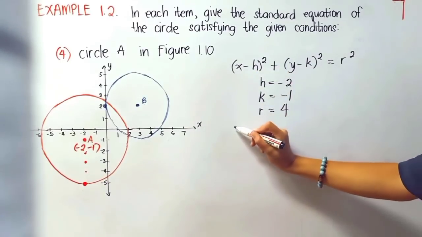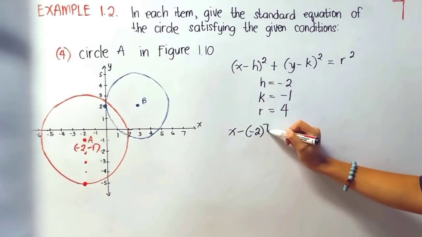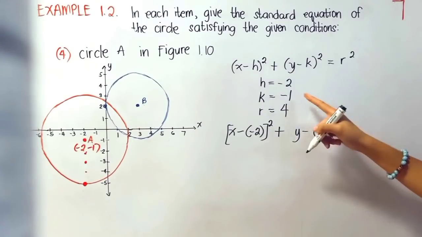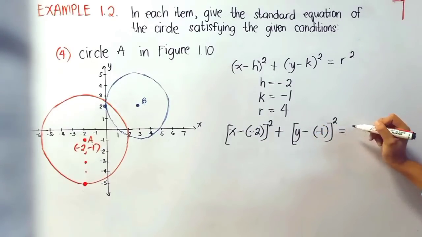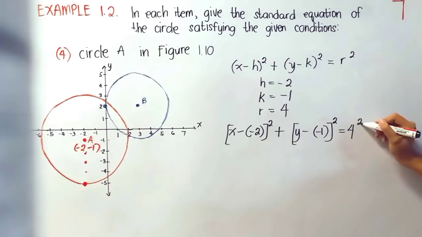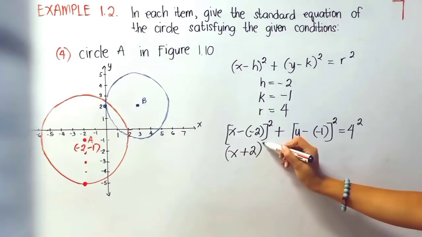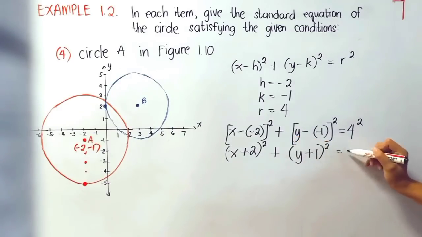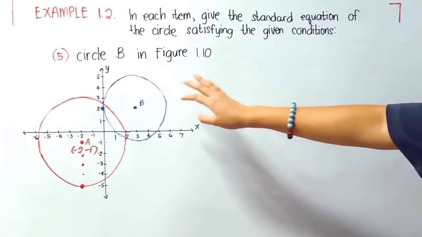Let us now substitute the values. X minus our h is -2 quantity squared plus y minus our k is -1 quantity squared is equals to our r is 4 squared. Again, negative times negative is positive, so this will be x plus 2 quantity squared plus y plus 1 quantity squared is equals to 16, and this is our final answer. Let us now proceed to problem 5.